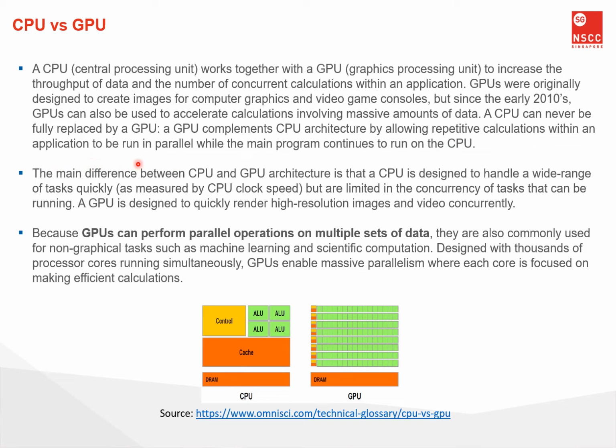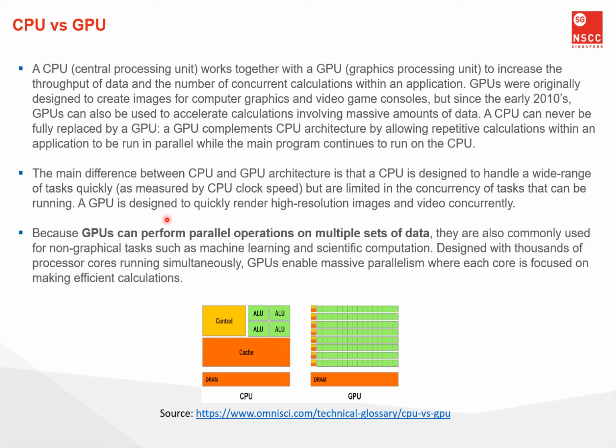Now, the main difference between the CPU and GPU architecture is that the CPU is actually designed to handle a wide range of tasks quickly, as measured by the CPU clock speed, but is limited in the number of parallel or concurrent tasks that can be running. The GPU is designed to actually render high resolution images and video, and is able to do all these computations in parallel, right? So it's able to handle a lot of parallel computations within the GPU pipeline.